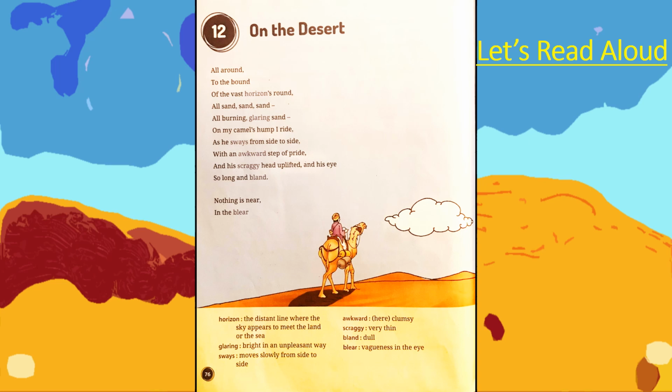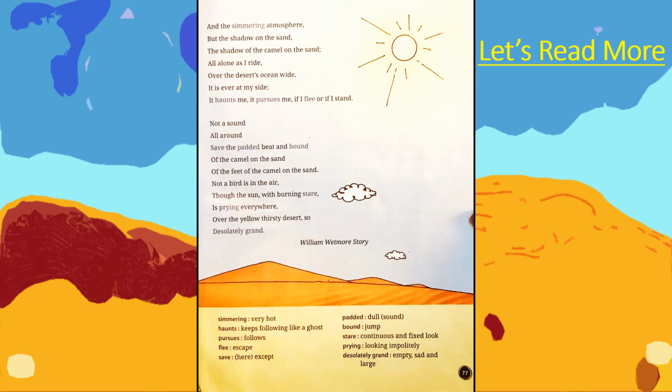We read the poem On the Desert in the last video. And after reading the poem, we got to know that the poem is about the experience of the poet on the desert. The poet described the desert very beautifully and explained to us his journey on the desert.